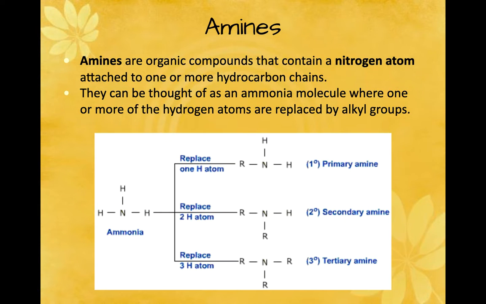So the ammonia molecule is a nitrogen covalently bonded to 3 hydrogens. So if we replace one of those hydrogens with an alkyl group or a hydrocarbon chain, we get a primary amine. If we replace 2 of those hydrogen atoms with an alkyl group, we get a secondary amine. And if all 3 hydrogens are replaced with alkyl groups, it is a tertiary amine. We're just going to focus on the primary amines in this lesson.